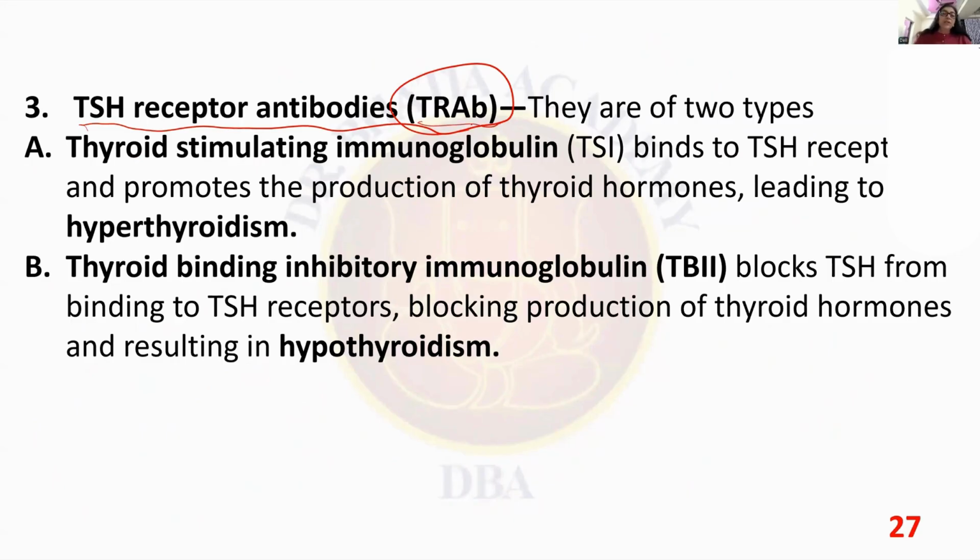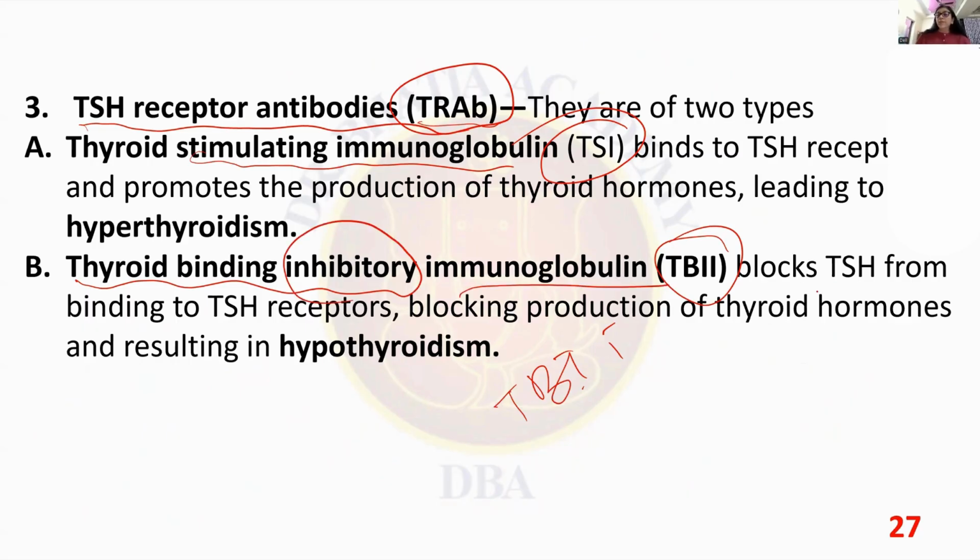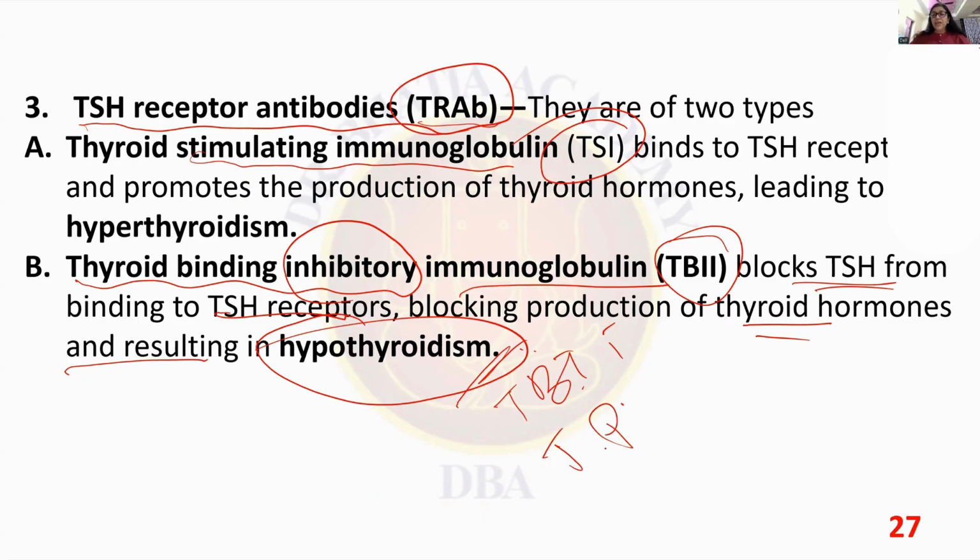Then the TRAB antibodies, which we just talked about. Now, these TRAB antibodies are mostly stimulating immunoglobulins, that is TSI, as I told you. But at times, they can be inhibitory also. So they can go and block the synthesis. So we call them thyroid binding inhibitory immunoglobulins. So they will block the TSH from binding to the receptors and will not allow the thyroid hormone synthesis, and that can result into hypothyroidism. But this is a very rare condition. Most common antibodies we check and are present are the TPO and the TRAB. TPO found in hypothyroidism, TRAB found in Graves' disease.